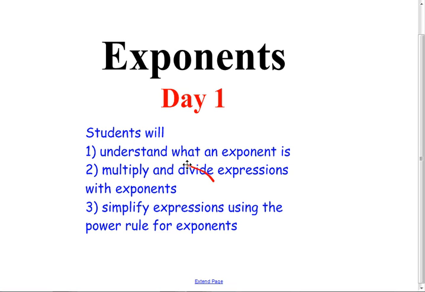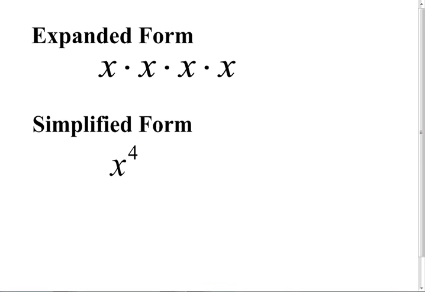You have seen this before. The problem is you tend to get thinking, well, I did this last year, and you're going to do it wrong. So pay attention and understand what's happening, because if you understand, you remember. When you write this out as a product, that's called expanded form.